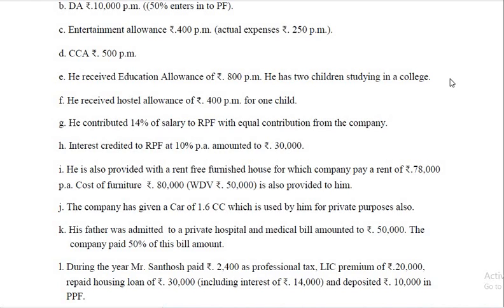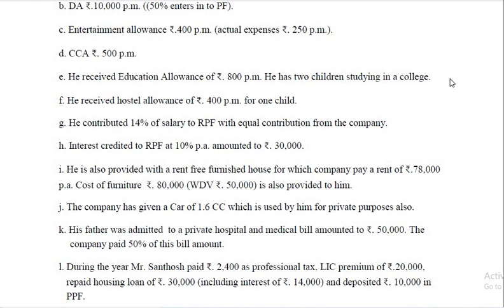Hostel allowance is also taxable, but here only for one child. So 400 per month into 12 into 1, so it is 4,800. So what is exempt? 300 per child for 12 months for one child. Sorry, 300 into 12 into 1, 3,600, that is exempt.